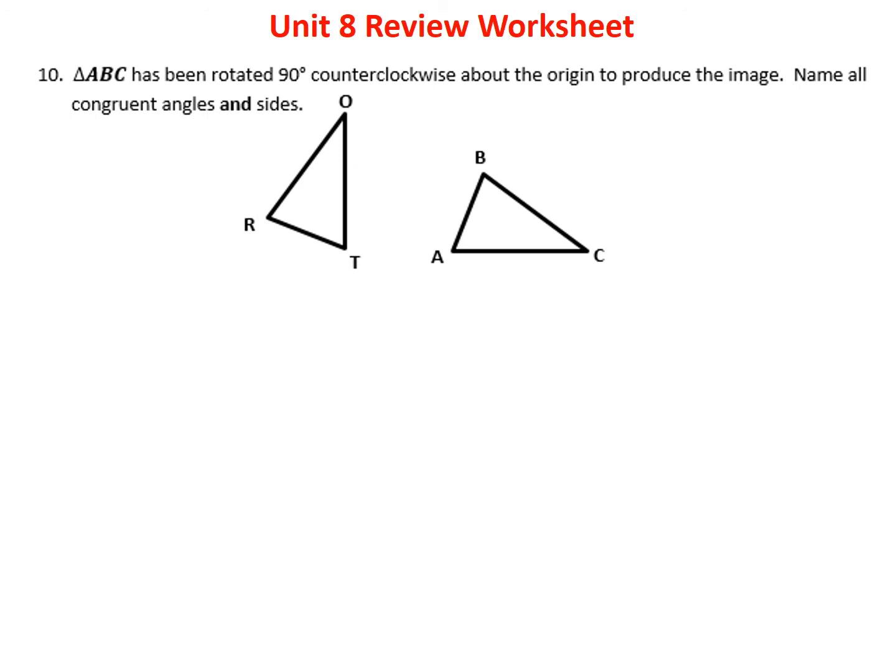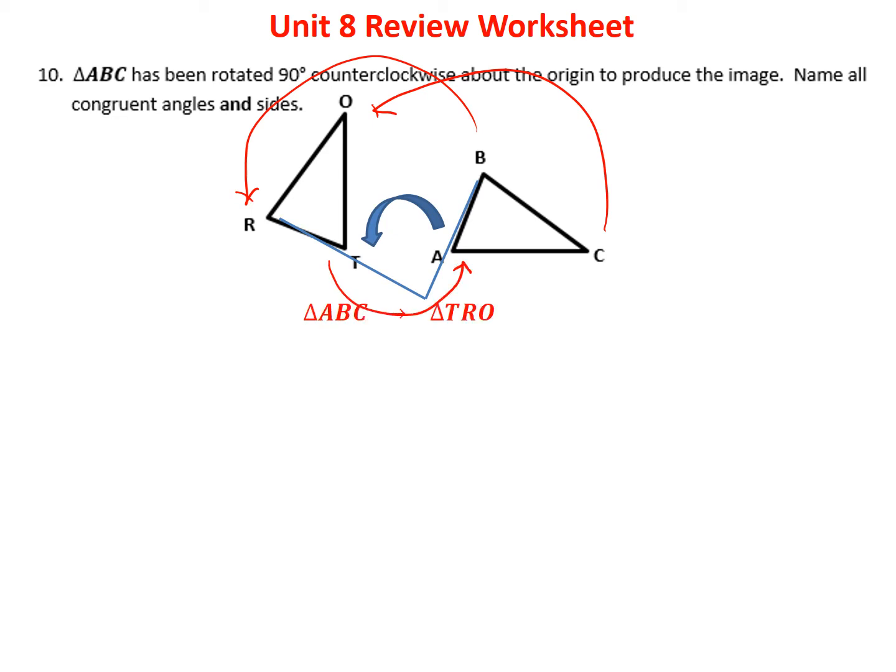Problem 10 says that triangle ABC has been rotated 90 degrees clockwise about the origin. So 90 degrees clockwise means that I'm rotating this way. So notice as I rotate it, B rotates over to R, C rotates over to O, and T rotates over to A. So we keep that in mind, and we'll notice that triangle ABC rotates to triangle TRO.